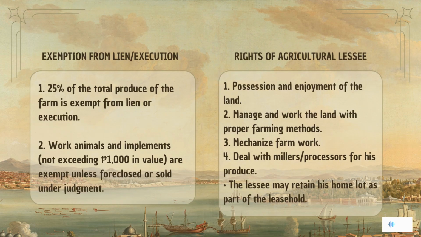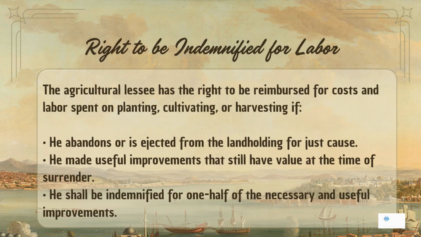So let's go to the exemption from lien or execution. This means that certain parts of the leased property cannot be taken away even if they have debts. Especially, 25% of the total produce from the farm is exempt. Also, work animals and farm tools worth up to 1,000 are protected, unless they were pledged as collateral. This law helps the lessee keep the basic things needed to continue farming and earning.